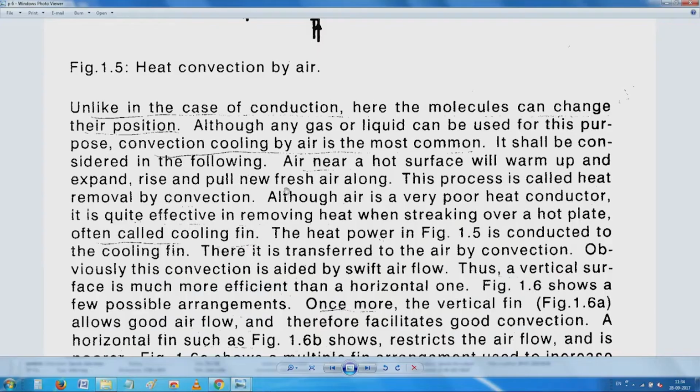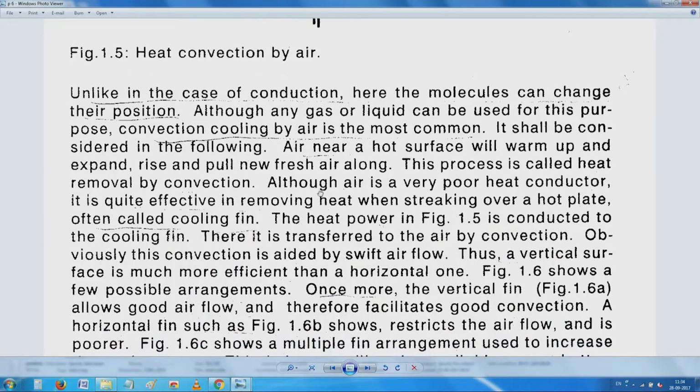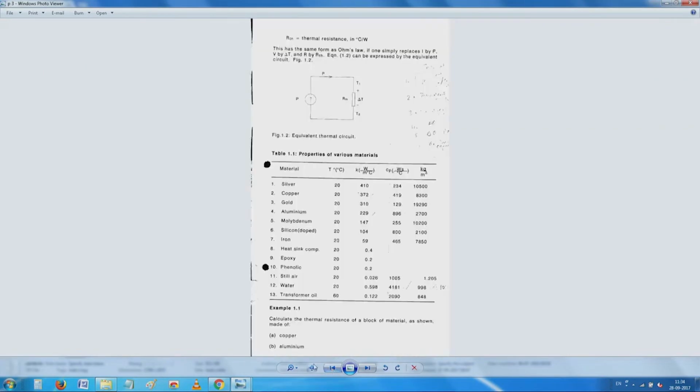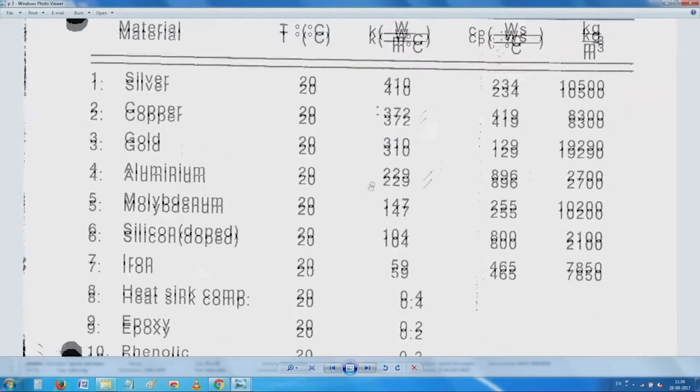What happens is, air near a hot surface warms up, expands, rises and pulls new fresh air along. This process is called removal by convection. Air is a very poor heat conductor. I have shown you there, it is not very great actually. In the table when we went back, air is a very poor conductor, and in fact all insulating materials depend heavily on air.